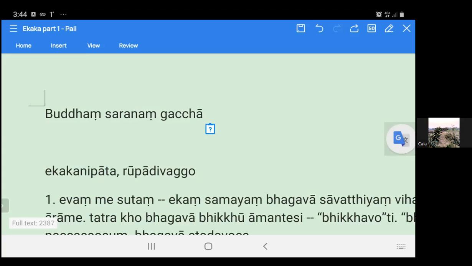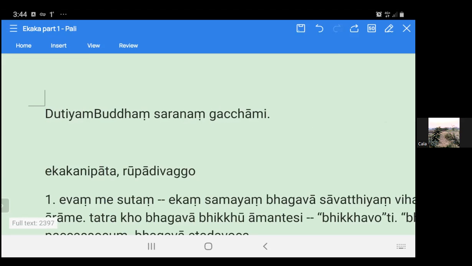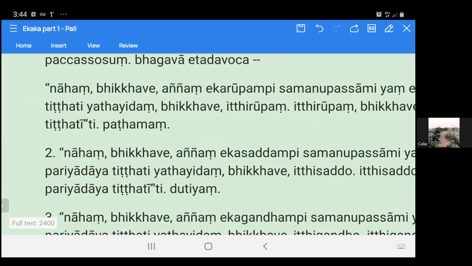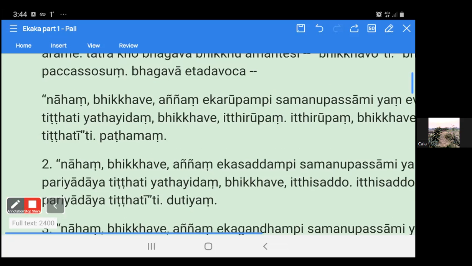Now second time, how to say? Dutiyampi, right? So Dutiyampi. Okay. You see the Dutiyam, but can you see the difference between this one? This is with the M dot. You see the Dutiyam with the M dot, but the one I showed above is without the M dot.